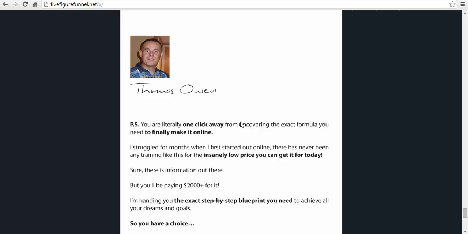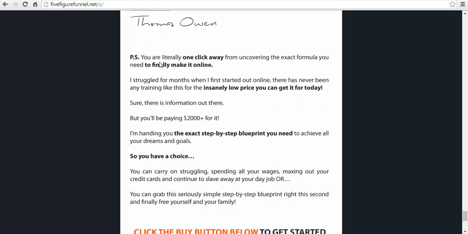So now with this PS, what I like to do is chuck in an extra benefit, one last benefit, one last call to action, maybe a reason why they definitely need to get this. So let's have a read and see what I've put. So PS, you are literally one click away from uncovering the exact formula you need to finally make it online. Then again, I'm pointing out the problem, my problem. I struggled for months when I first started out online.